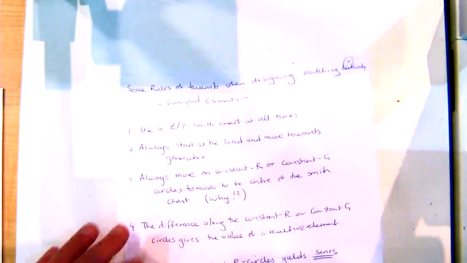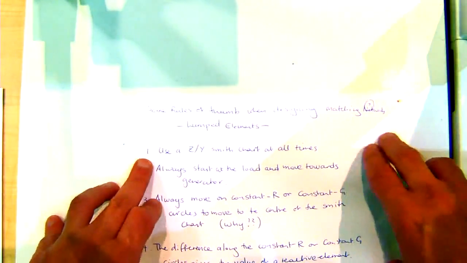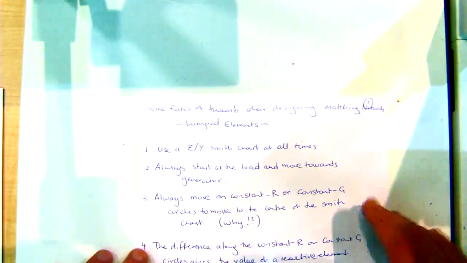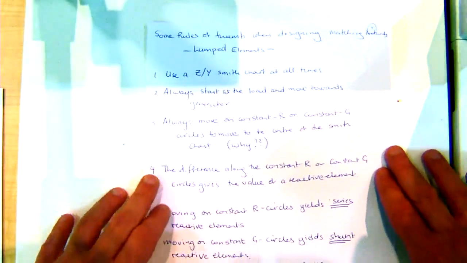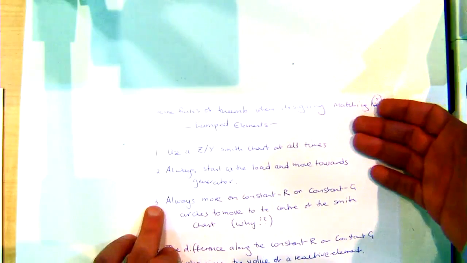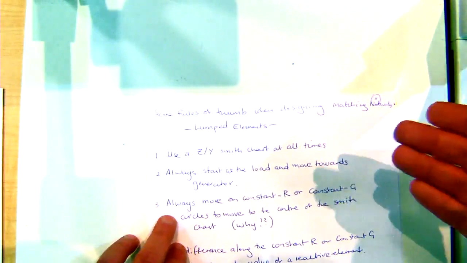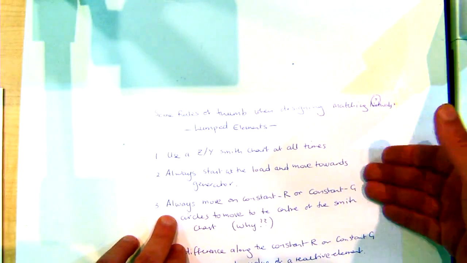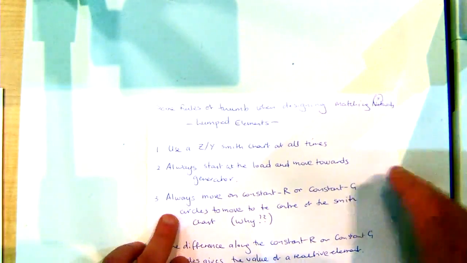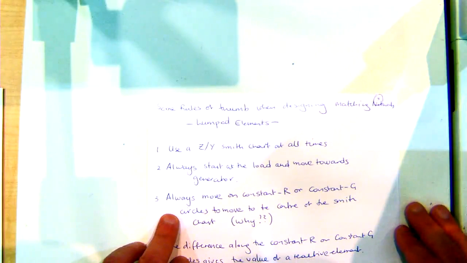Then I went through the process of giving you some rules of thumb, or some mechanistic ways of being able to do matching using the Smith chart. I went through and wrote down a set of rules in order to be able to do this. I said we always start with the impedance or admittance Smith charts. I also suggested that we always start at the load and move towards the generator, just in order to stop any confusion.